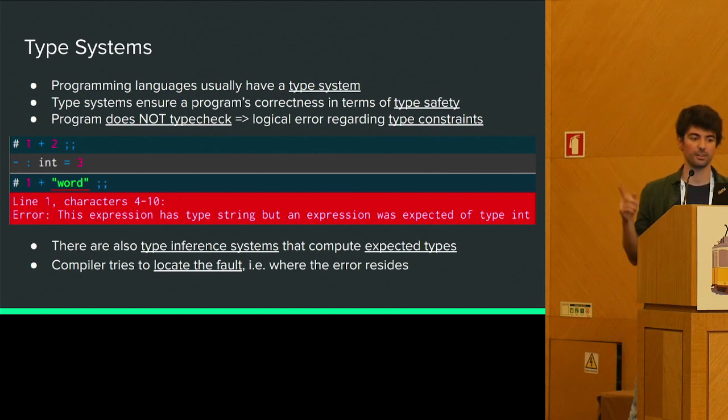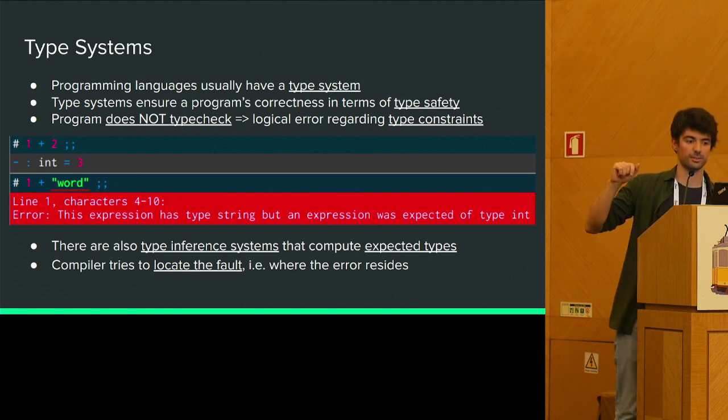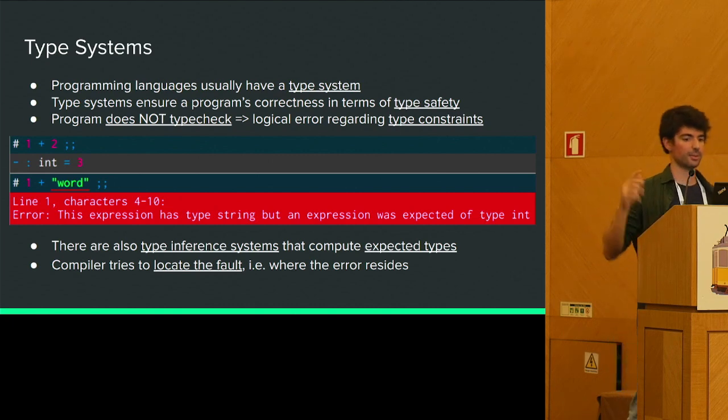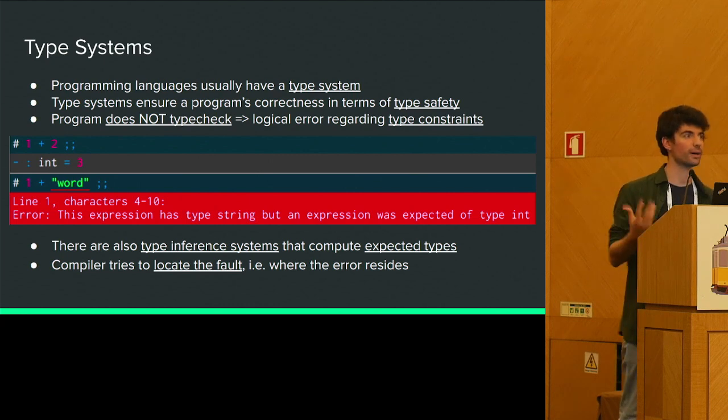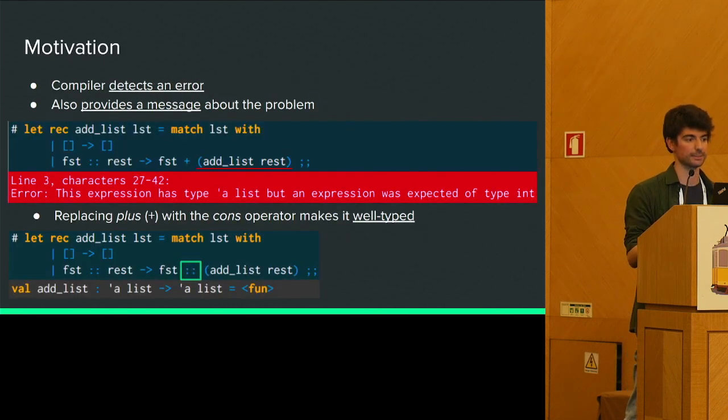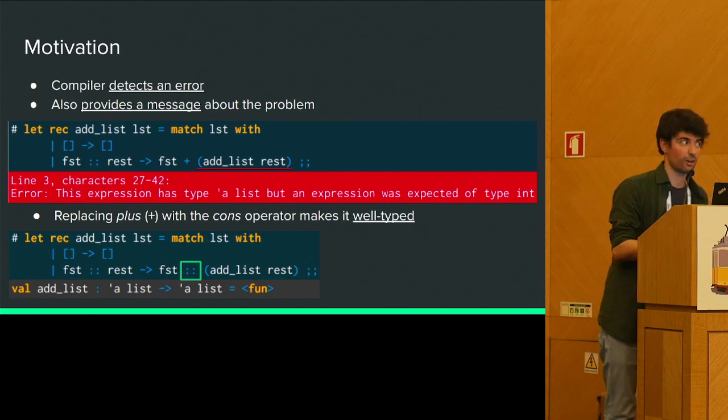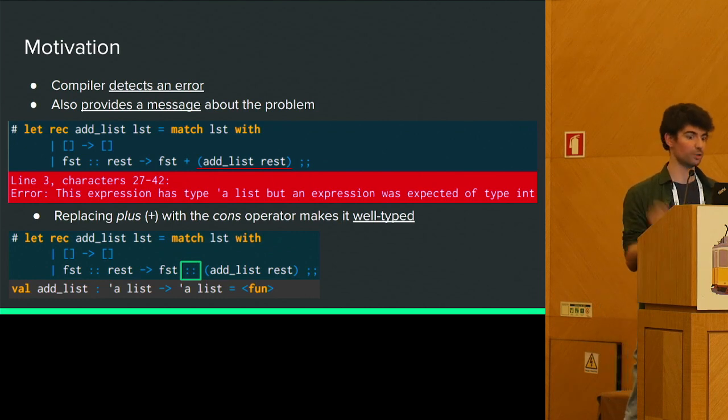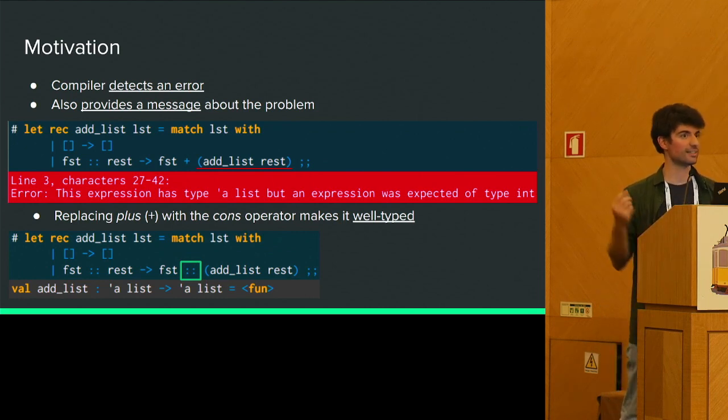And notice that the message mentions some types here, and that's because we can also have type inference systems that compute expected types. Furthermore, compilers also try to locate the fault. They try to tell us where the error is. However, compilers often fail to pinpoint the true cause of the error, and that's the motivation for this work.